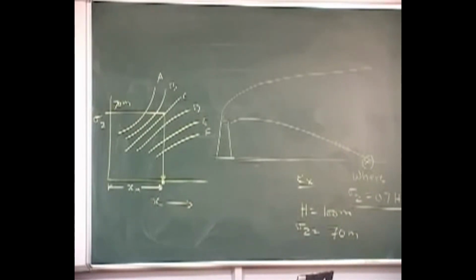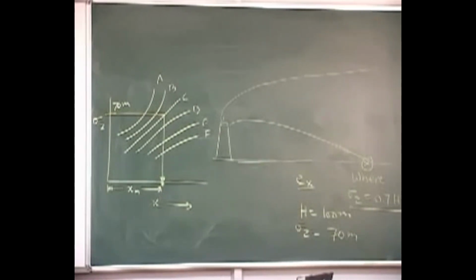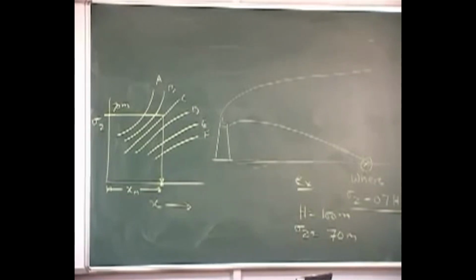But to find out the maximum concentration, you have to do this exercise for A, for B, for C, for D, for E, and for F. Because you want to really find out the worst scenario, and it can be A, it can be B, it can be C, it can be D, or it can be E or F.